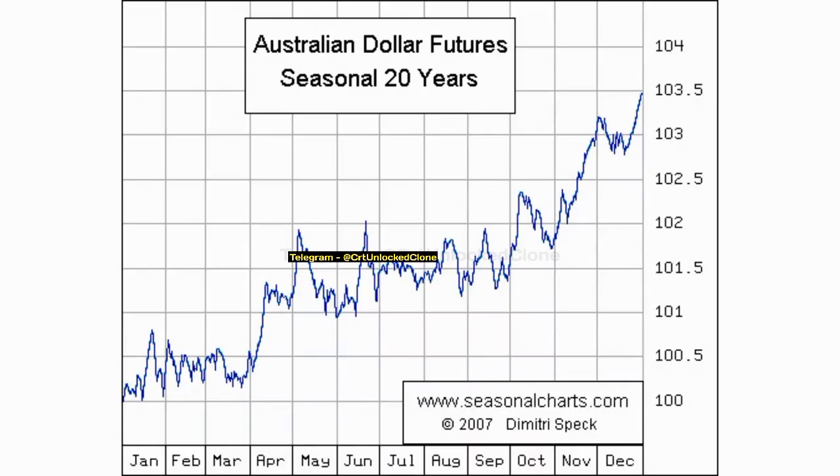Moving on, right here again you can see the Aussie dollar seasonality chart, and as we discussed before, during the last 2 months, November and December, the Aussie dollar usually tends to form higher prices. So now we're going to use this data to see how we could have used it. Let's look at some charts.